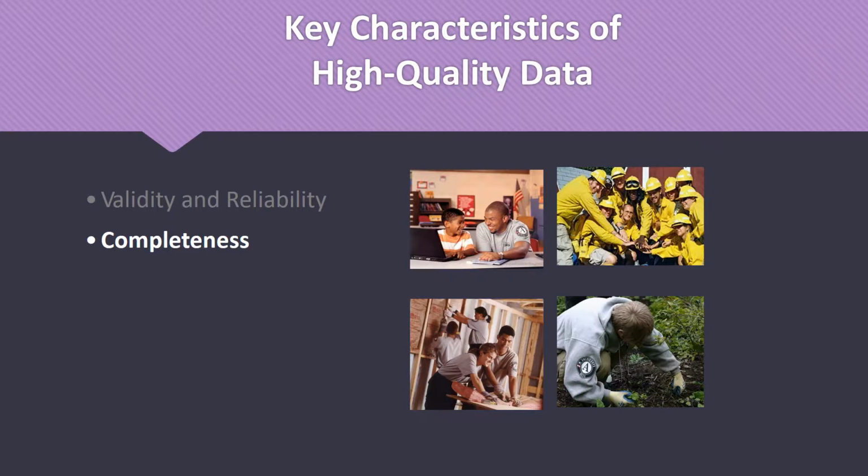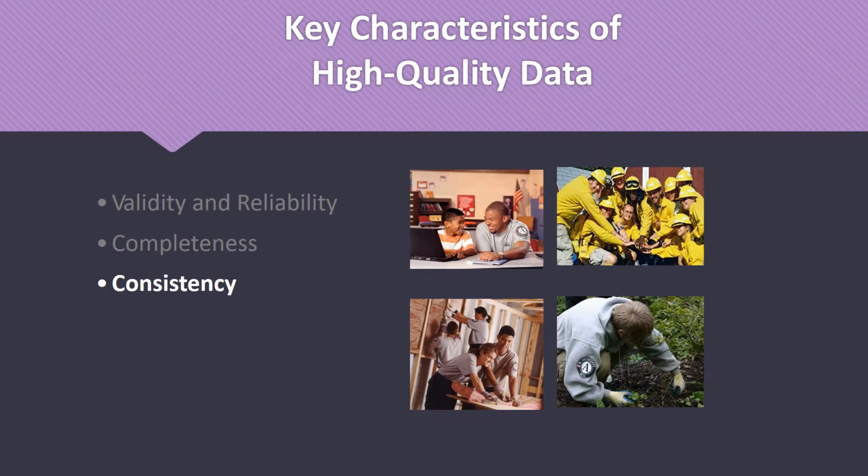The first of these characteristics is how well the data we collect cover what we are trying to measure. Completeness. We have complete data if it includes information on all participants served and all services provided. In other words, to be complete, our data needs to represent everything we want to measure about our programs and services.